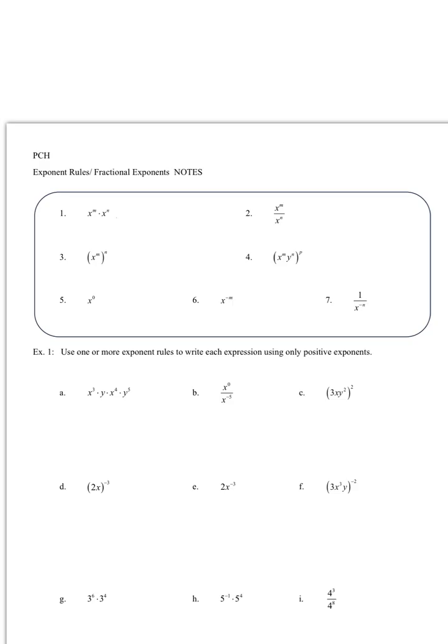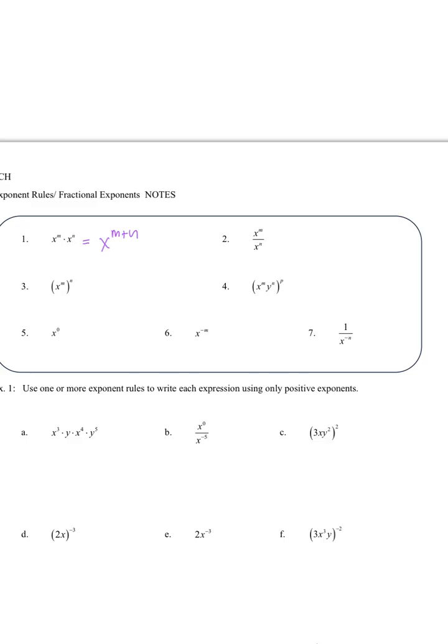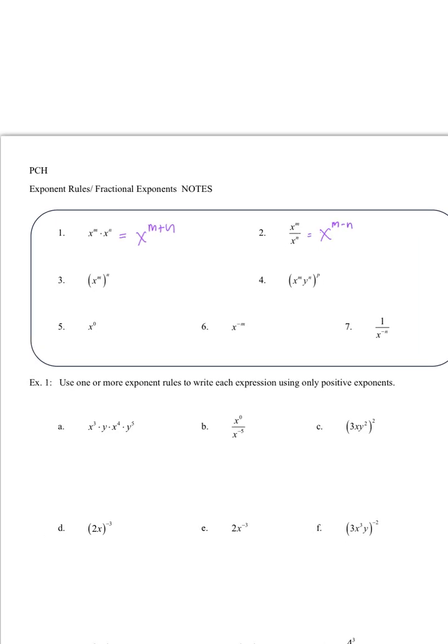So the first one is if you're multiplying the same bases, you keep the same base and you add the exponents. Okay. And then for number 2, it's very similar. If you're dividing same bases, you keep the same base and you subtract the exponents. And it's the top one minus the bottom one. For number 3, if you have an exponent being raised to another exponent, those just get multiplied.